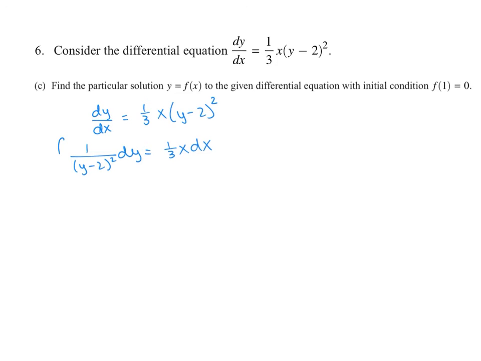So we need the antiderivative of both sides. The right side is going to be a little bit more comfortable for you. So the antiderivative of 1/3 x, so I need to go x squared, and then 1/3 divided by 2 is 1/6. And it's going to be plus c. Over here, you could do this with a little u sub with u equals y minus 2. Or we could look at it as (y minus 2) to the negative 2.